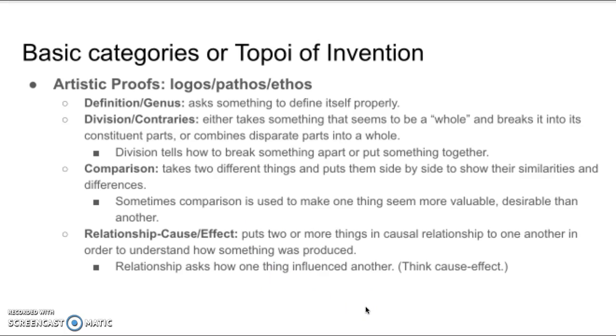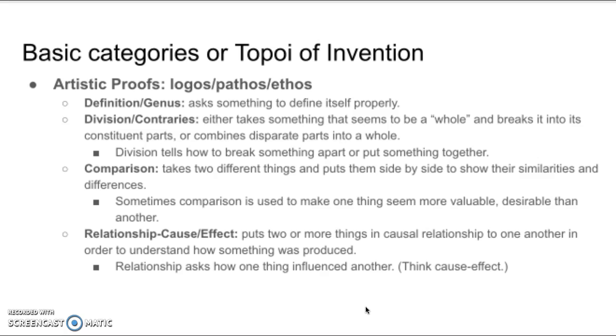Next, we have something called relationship, also known as cause-effect relationship, and this puts 2 or more things into a causal relationship to one another in order for the listener or the reader to understand how something was produced. So this relationship asks how one thing influenced another.